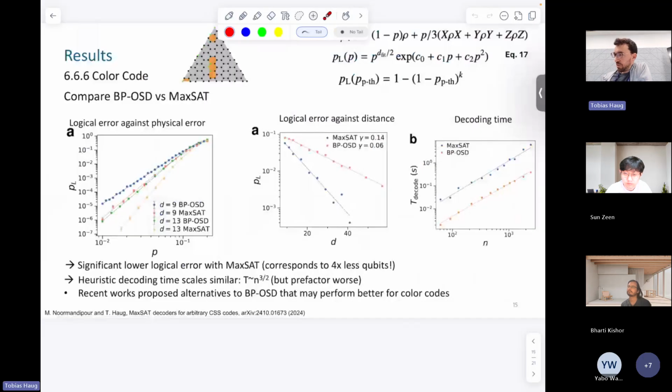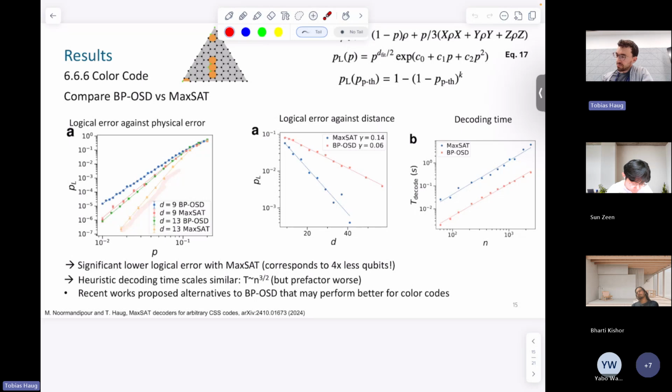You can now compare the performance of BP-OSD against MaxSAT, let's say. We know BP-OSD is relatively fast, whereas MaxSAT is relatively slower, but we can check the performance, let's say for the color code. We can look at this graph here, where we plot the physical error against the logical error. If you compare the green curve, which is distance 30 in the color code for BP-OSD, against distance 30 for MaxSAT, we find that the green curve has a much higher error than the yellow curve, and also a different scaling. You can see the yellow curve for MaxSAT decays much faster.